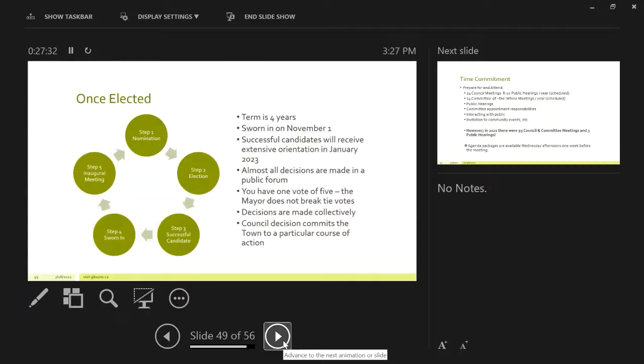So what happens once you're elected? The term is 4 years, and the inaugural swearing-in ceremony is November the 1st. The successful candidates will receive extensive orientation late 2022 and into 2023. Almost all decisions are made in a public forum. You have 1 vote of 5, and the mayor does not break the tie votes. Decisions are made collectively, and a council decision commits the town to a particular course of action.